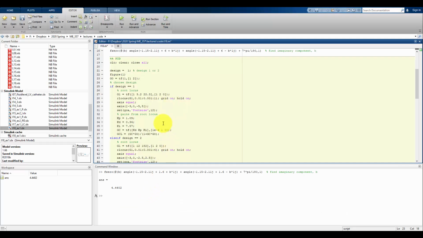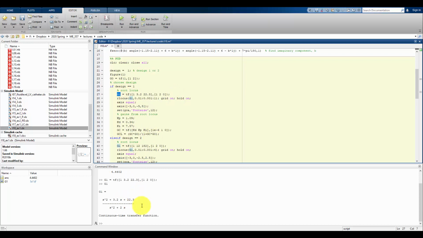Now, going back into MATLAB, I'm going to use the same code basically for both of my designs, as we'll see in a second here. But I'm going to start with design number 1. So really what I'm going to do is define my root locus transfer function here. I'll call it GL in this case, and it is going to be that 1, 3.2, 22.3 over 1, 2, and 0. So that's the exact g prime that I just showed on the slide. It's just going to be in the transfer function form. So if I just run that, we can see that it's identical to what was on the slide.